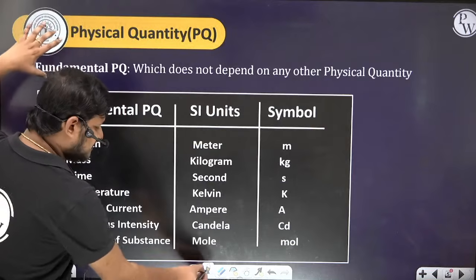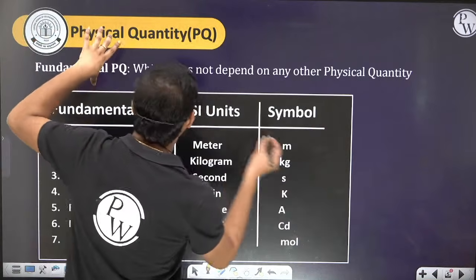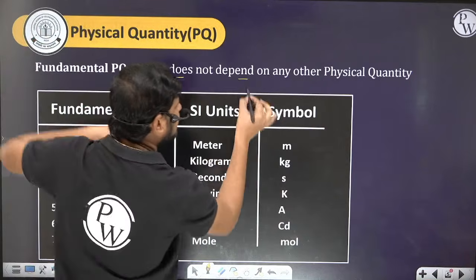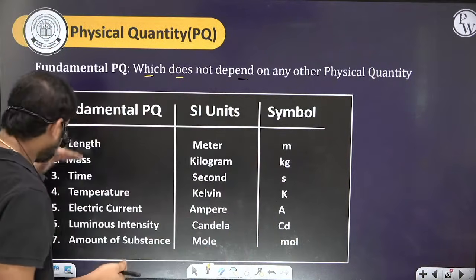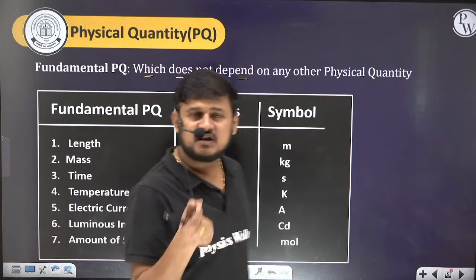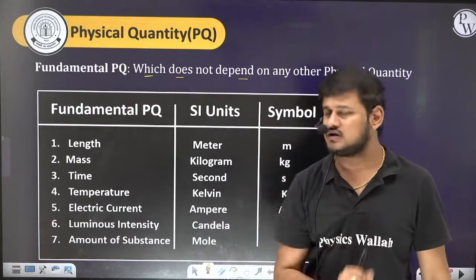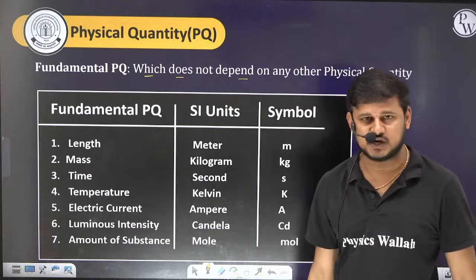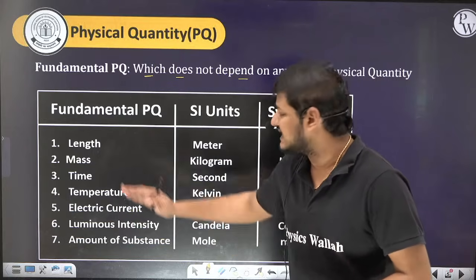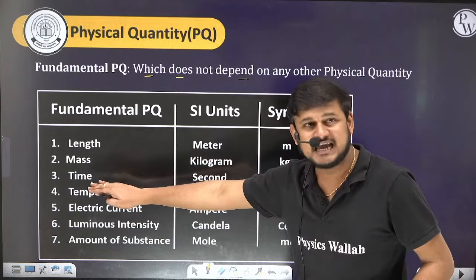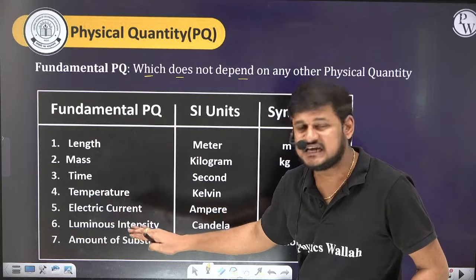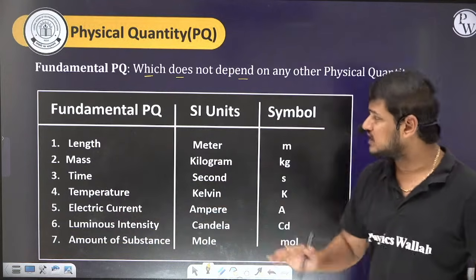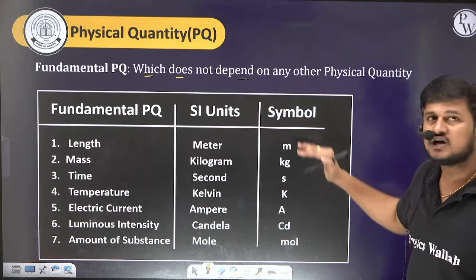So the fundamental physical quantities, as I'm talking about here, do not depend on any other physical quantity. They are independent. We have a total of 7 fundamental physical quantities. Everyone should learn these 7, which include length, mass, time, temperature, current, luminous intensity, and amount of substance. Now, what are their SI units and symbols?